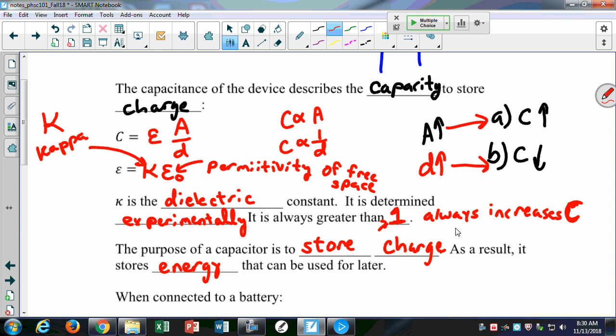Is that why cars have more than one battery in them? I don't know. I didn't know that. Yeah. All right.